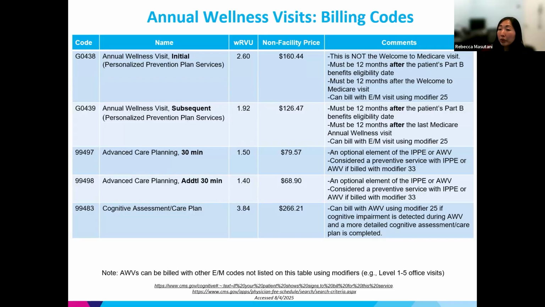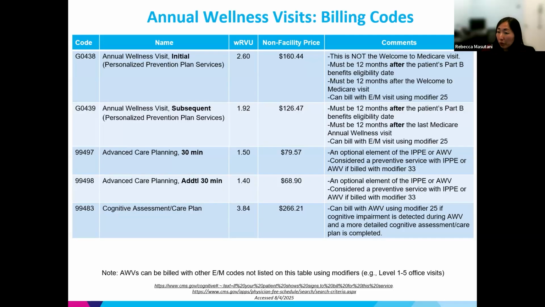In the second row, you'll see the code G0439, which is associated with subsequent Medicare annual wellness visits. That is, Medicare annual wellness visits that occur 12 months after the last one. And providers, again, can use this code to bill for that particular service.